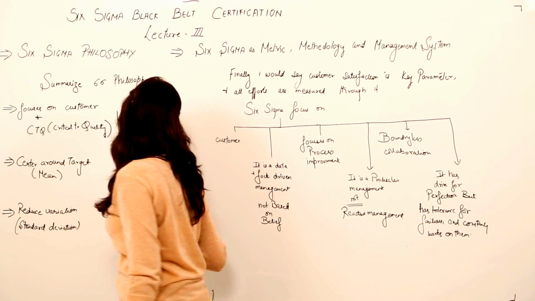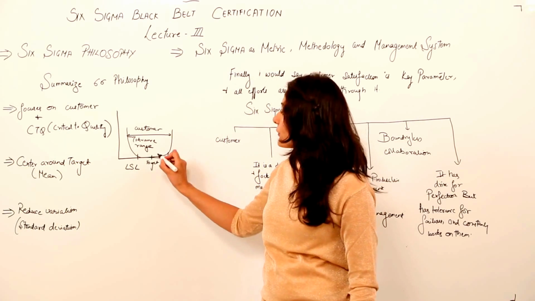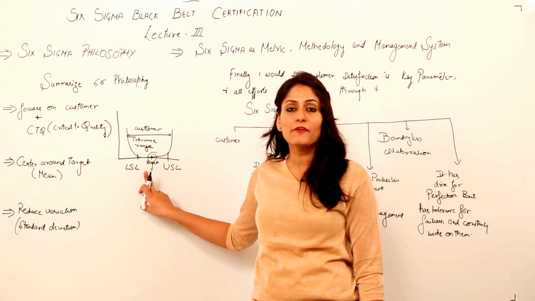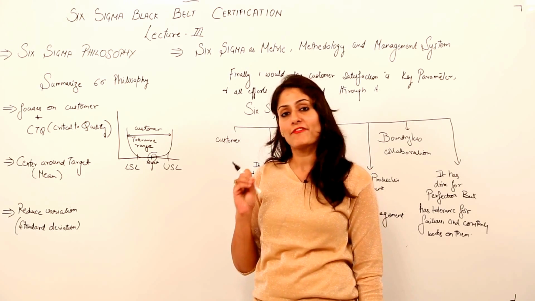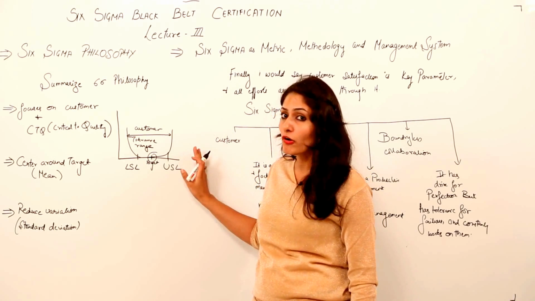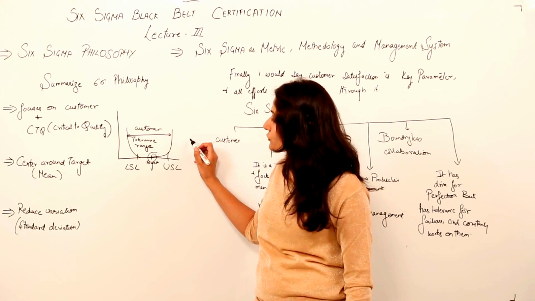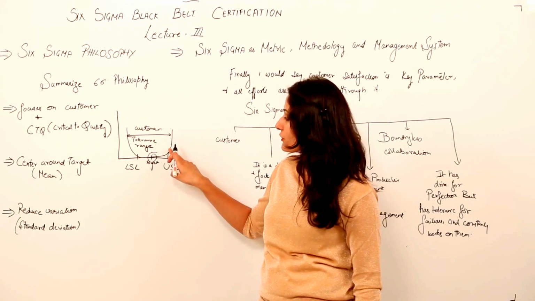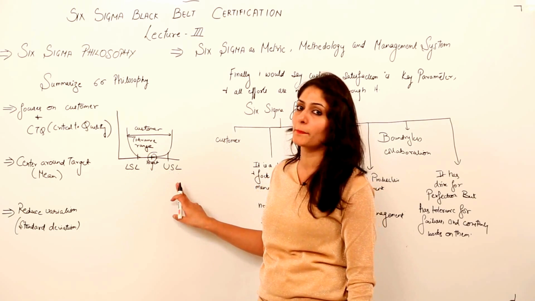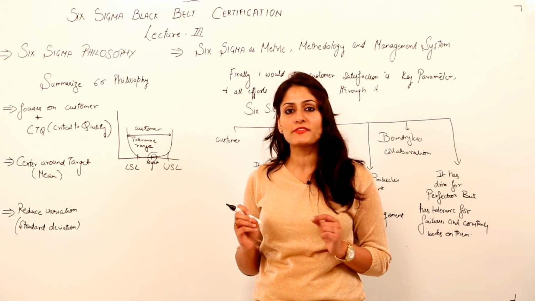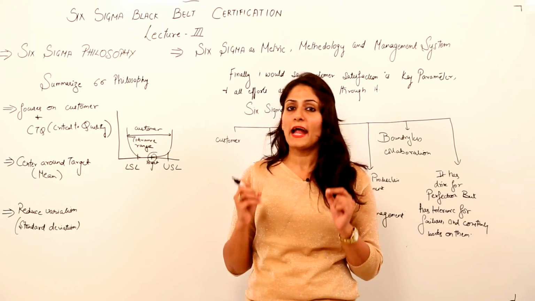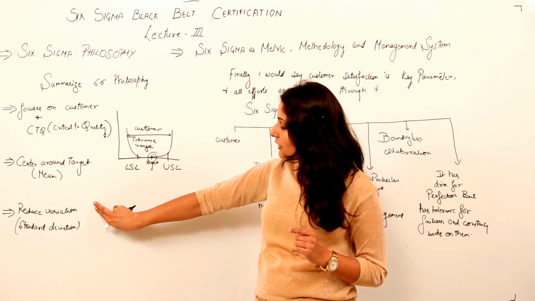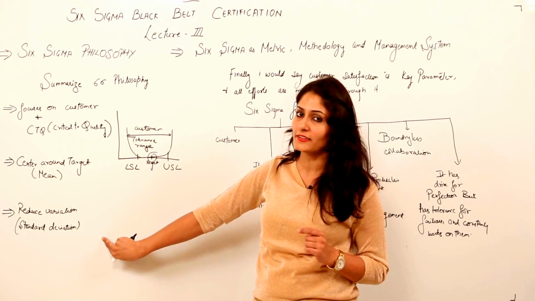So Taguchi said that if I produce goods and services which are closest to the target, this means which are closest to what my customer requirements are, I would have least losses and would have high profits. So I should focus on producing goods and services which are closest to the target and within this customer tolerance range, that is, lower spec limit and upper spec limit. And if I am able to do this, then I would have no losses and have maximum benefit and maximum customer satisfaction. Then comes the third one, that's reduce variation or standard deviation.